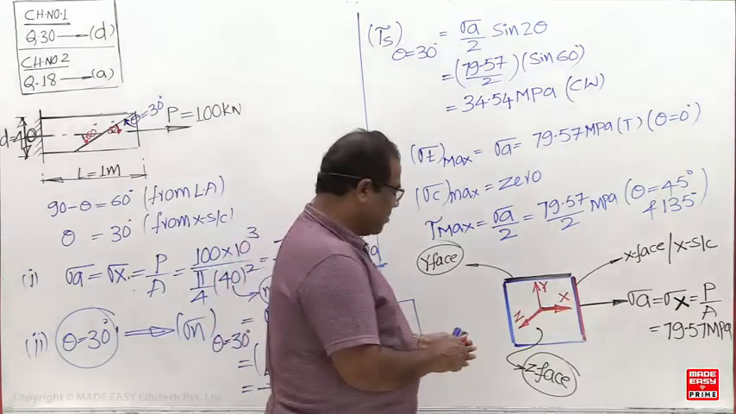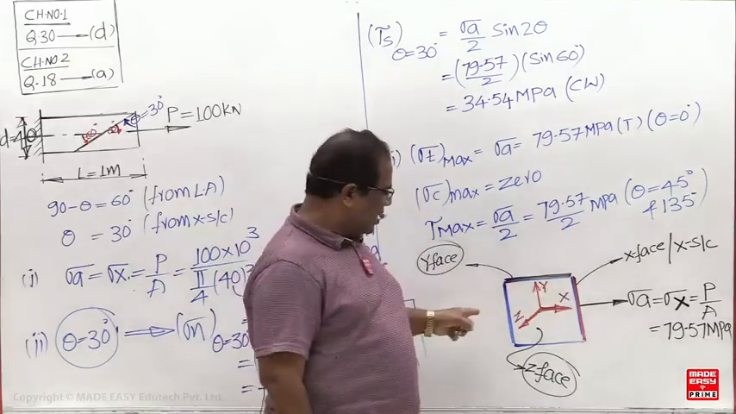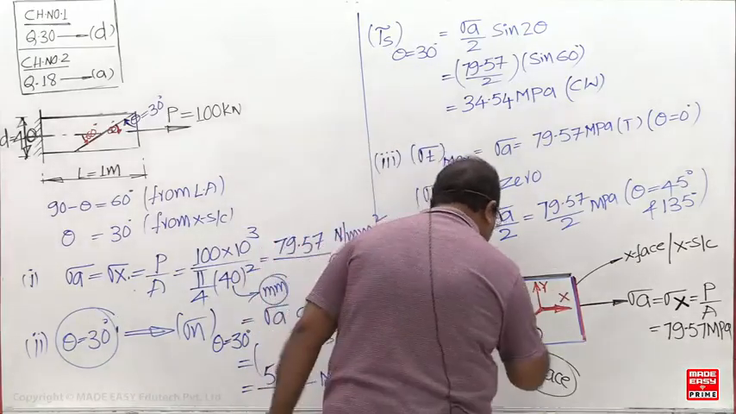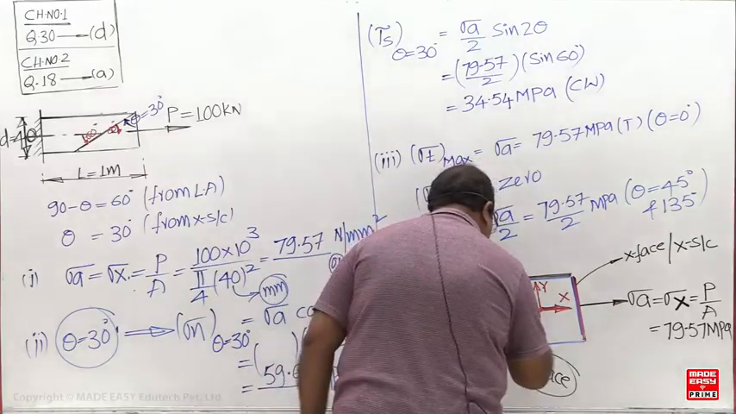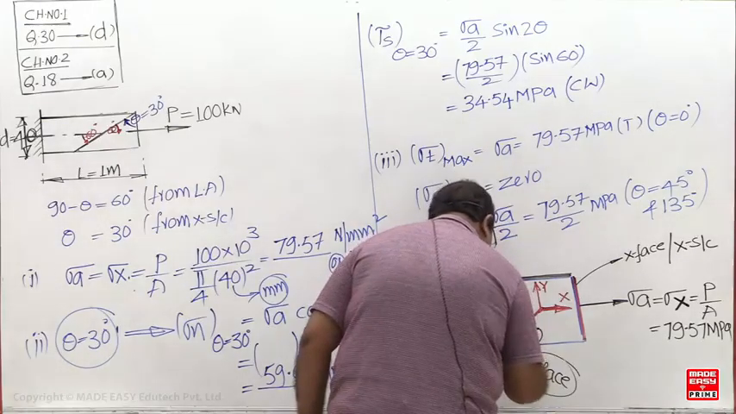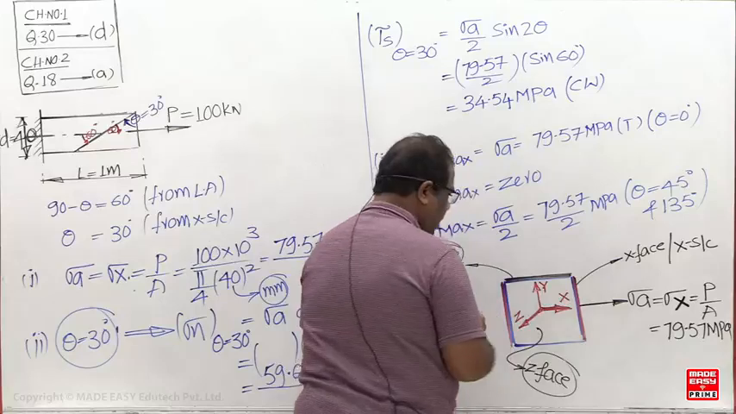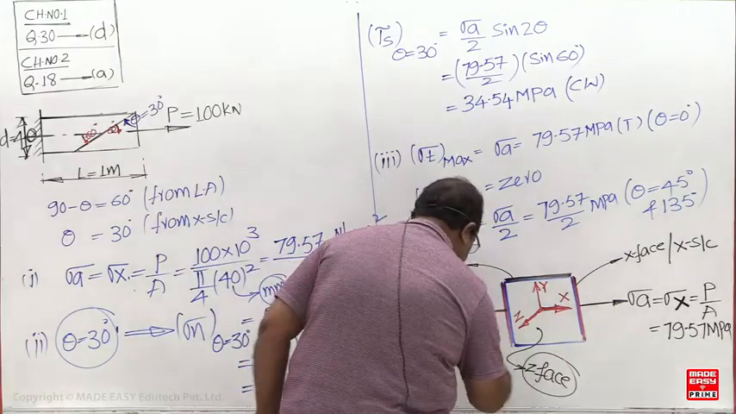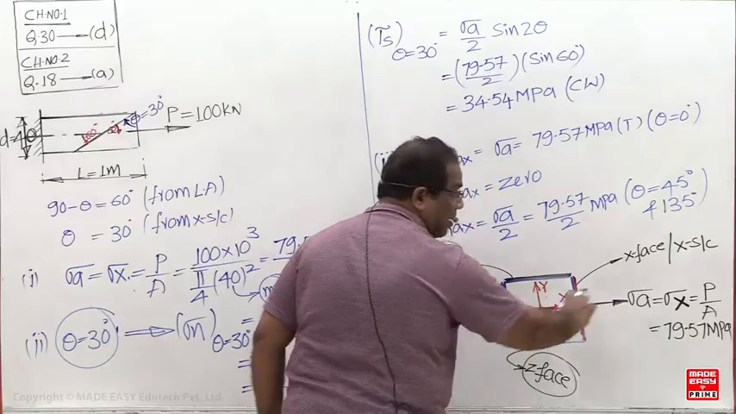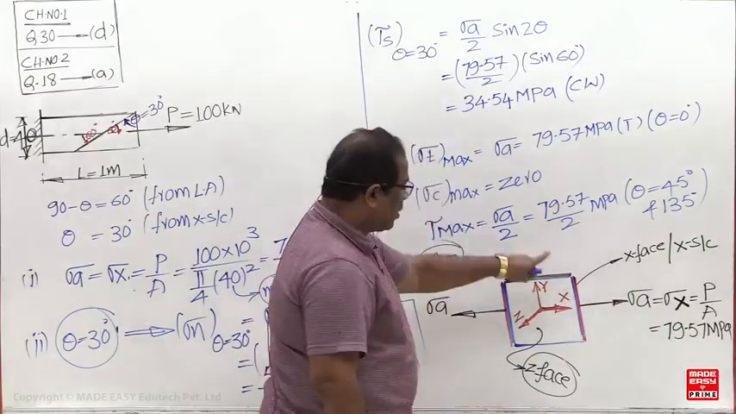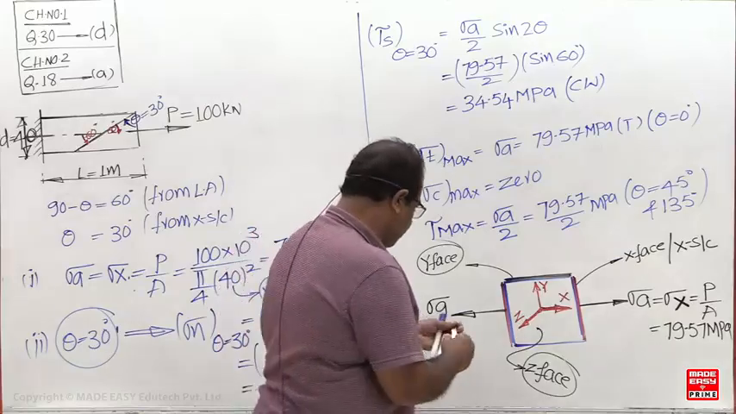Uniaxial state of stress. But for equilibrium, what is required now? For equilibrium, we need what? Once again, this is the X face. For equilibrium, the sum of the forces should be 0. So this is called the uniaxial state of stress.